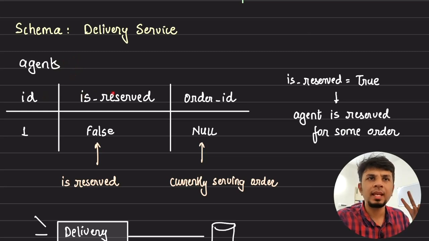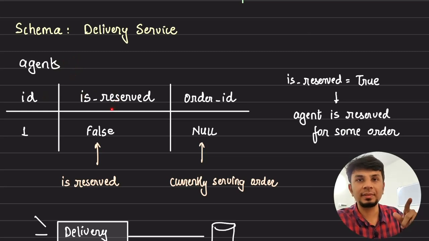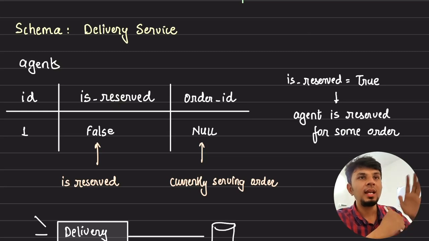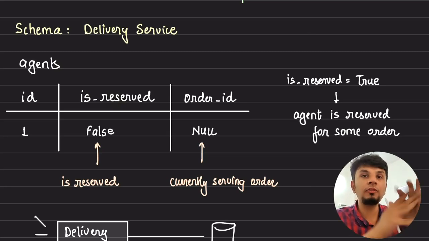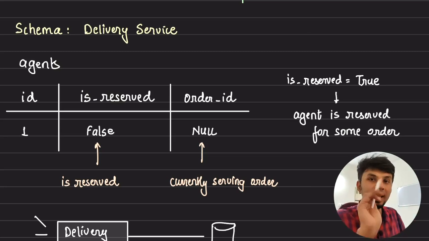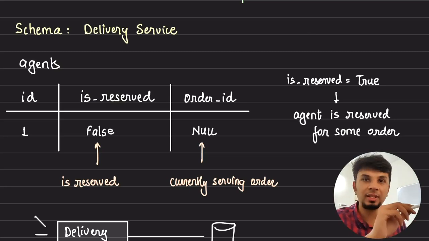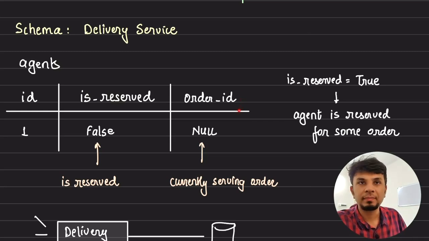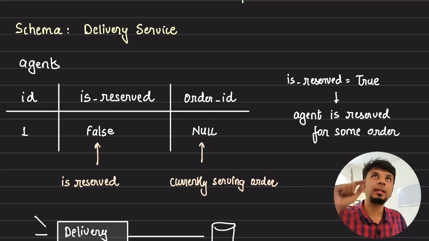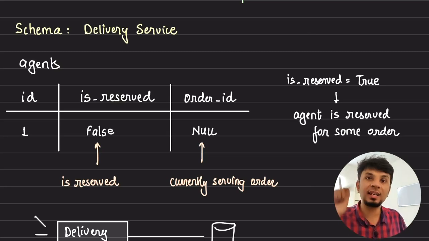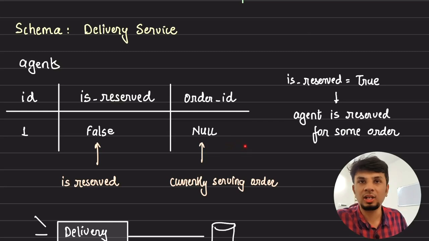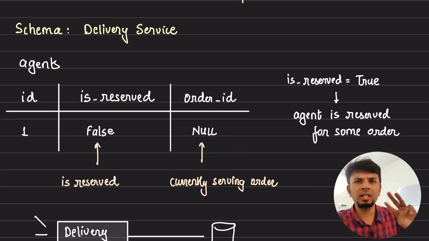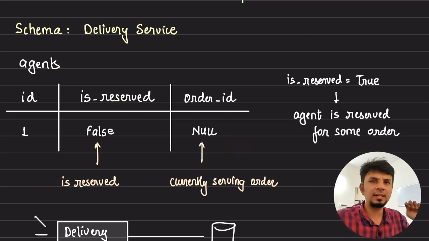Agent has an ID. The second column is reserved. This says whether the agent is reserved for any order, not just a specific order, yes or no, basically a Boolean field. And an order ID, which is the order the agent is currently serving. So three critical columns over here: ID, is reserved, and order ID.